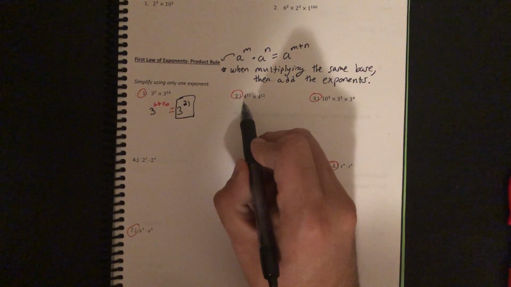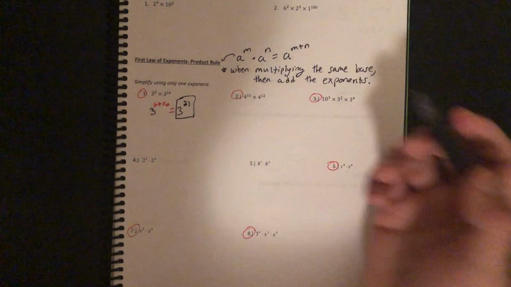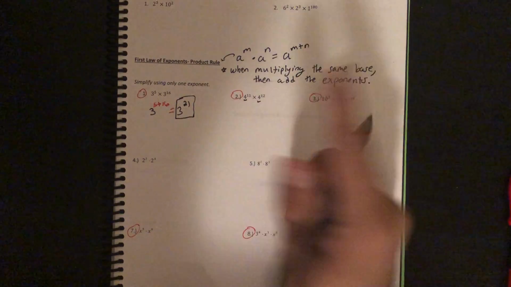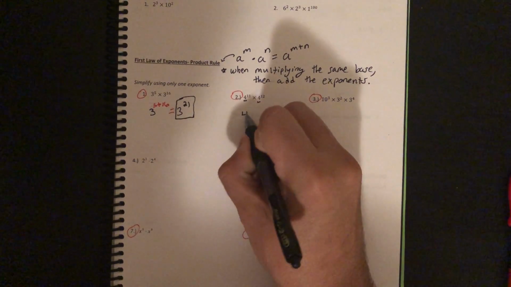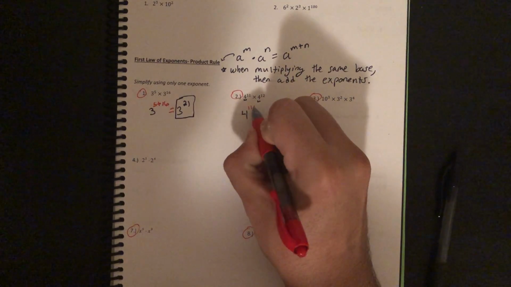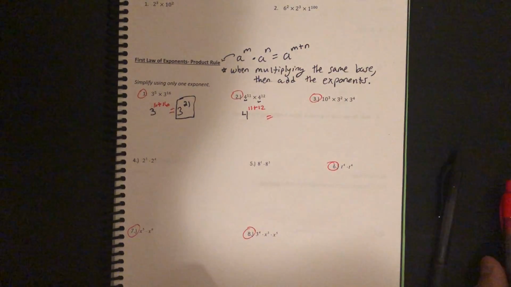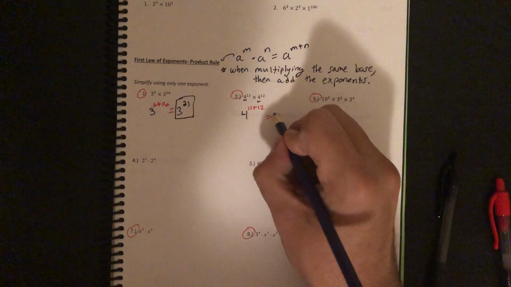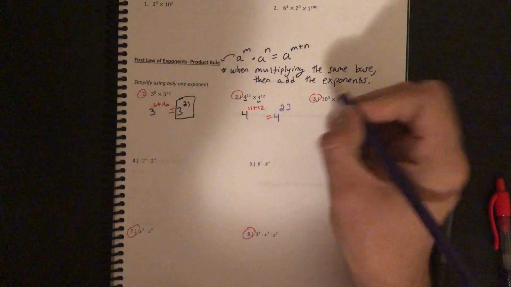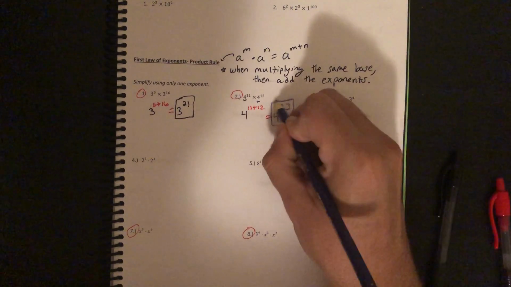We have 4 to the power of 11 times 4 to the power of 12. Because my bases are 4 and they're the same and I'm multiplying, I can combine them together by adding my exponents. So 11 plus 12 gives me 23. So my final answer would be 4 to the power of 23. Okay?